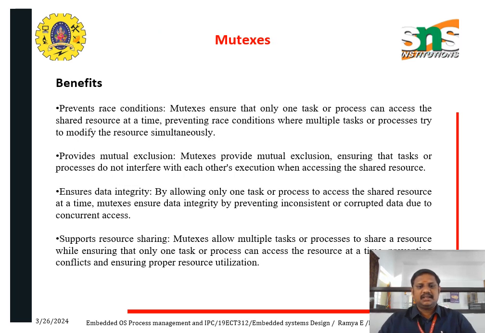The benefit of a mutex is to ensure that only one task or process can access the shared resources at a time, preventing a race condition when multiple tasks or processes modify the resources simultaneously. It provides mutual exclusion and ensures data integrity, and supporting shared resources is one of the main key parameters of mutexes.